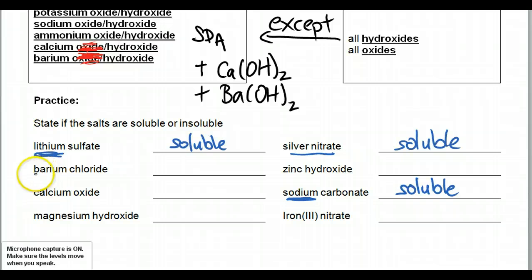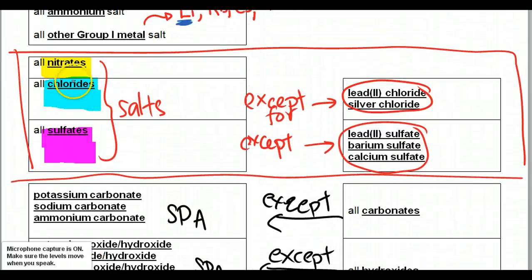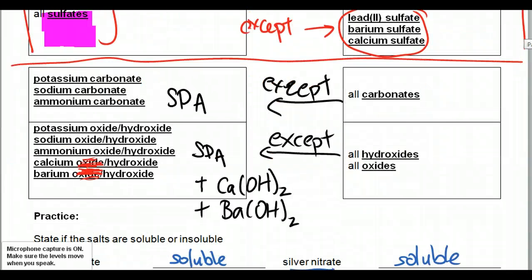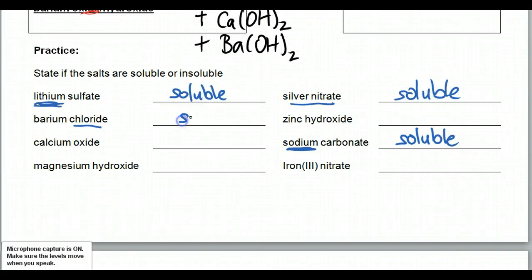So let's look at this case here, barium chloride. Chloride, so let's look under the chloride segment. All chlorides are soluble except for lead-2 chloride and silver chloride. So if you look at the question, we're looking out for barium chloride. Is barium chloride under the exceptions? No. So since barium chloride is not under the exceptions, which are insoluble, therefore barium chloride must be under here, which is soluble. So barium chloride, soluble.